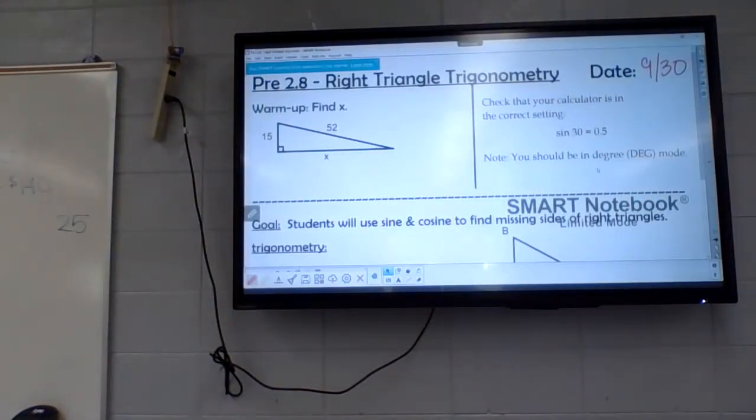So, the warm-up question on the left is asking you to solve for just the x value, and the one on the right, again, is trying to make sure you're in the right mode. If you do sine of 30, that's 30 degrees, it should be 0.5 or 1/2. That's how you know you're in the right mode. If it's not, then we need to switch your modes.